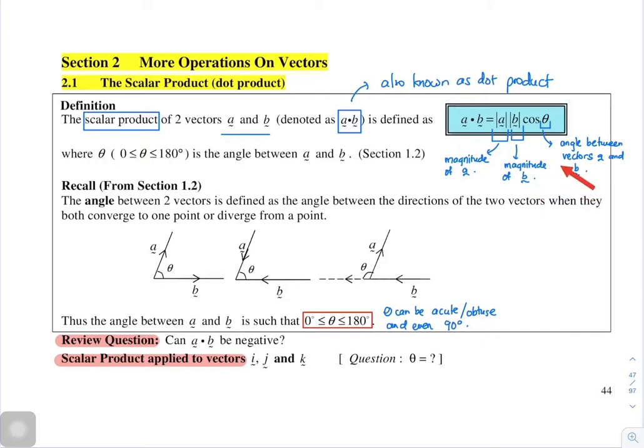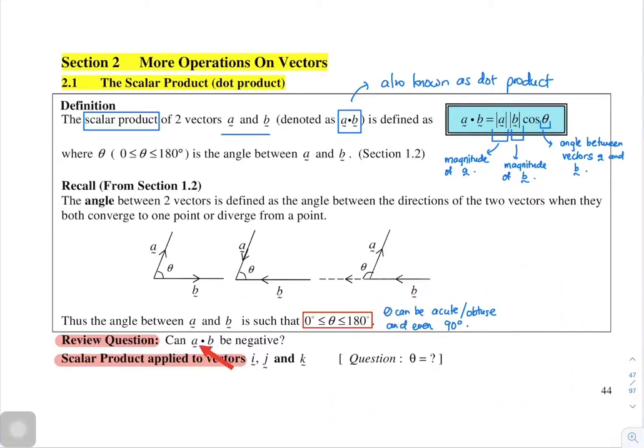Something to note is that theta can only take the angle between 0 and 180 degrees, and this was covered before. The angle between two vectors is measured when the two vectors are pointing away from the same point or they are pointing towards the same point.